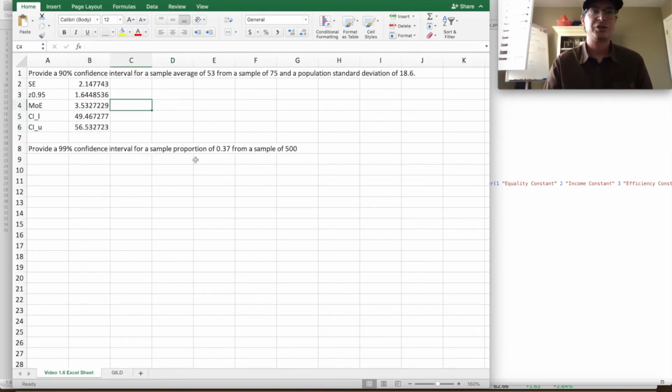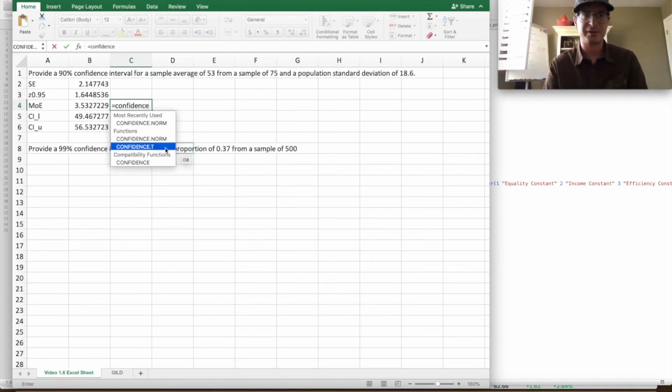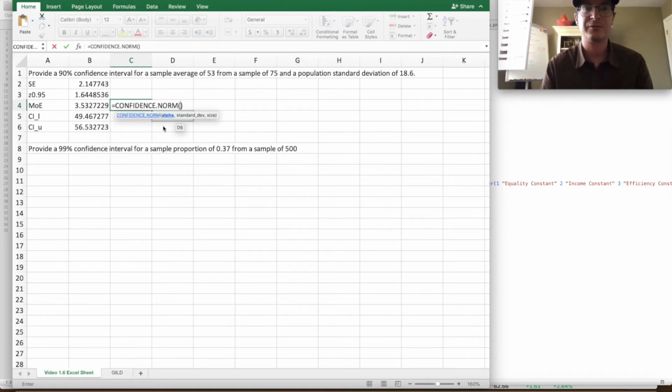Now I want to show you another way. Excel actually has a formula called confidence. And notice there's two possibilities, confidence.norm and confidence.t. If you have the population standard deviation, or if you're working with a proportion, you can always use normal distributions or z. And so Excel refers to those as norm.